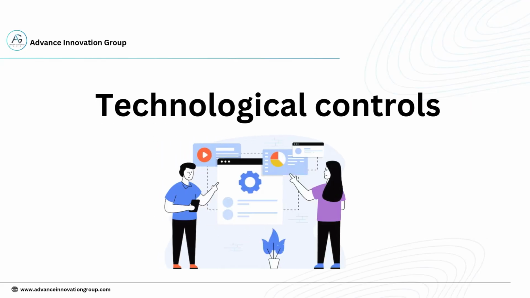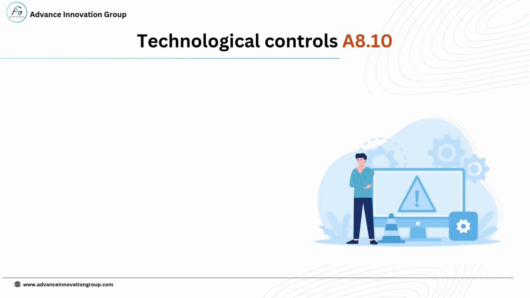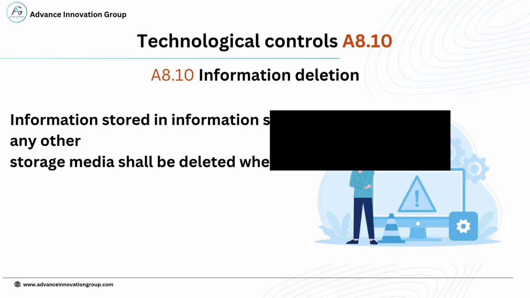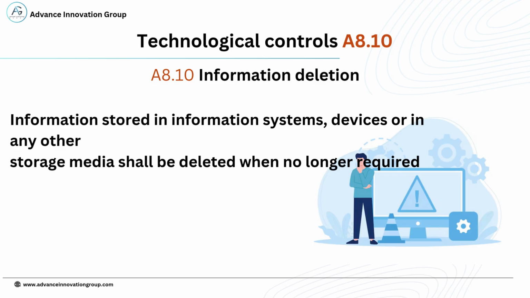Technological controls A8.10. A8.10 Information deletion. Information stored in information systems, devices, or in any other storage media shall be deleted when no longer required.